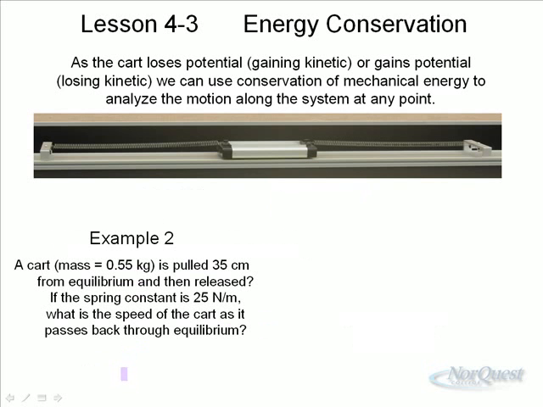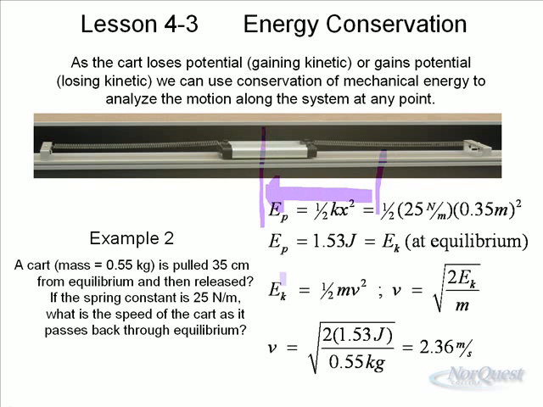Another example is a continuation of the first. Now that we've determined what the energy is at 0.35 meters or 35 centimeters, as it comes from this point, 35 centimeters, back to equilibrium, what will be the speed as it passes through that equilibrium point? And it's quite a simple exercise. The first thing, of course, is we calculated what the potential energy is out at 0.35 meters. We got 1.53 joules. Now that we know that it's 1.53 joules, we say that potential at the maximum point turns into kinetic at equilibrium.